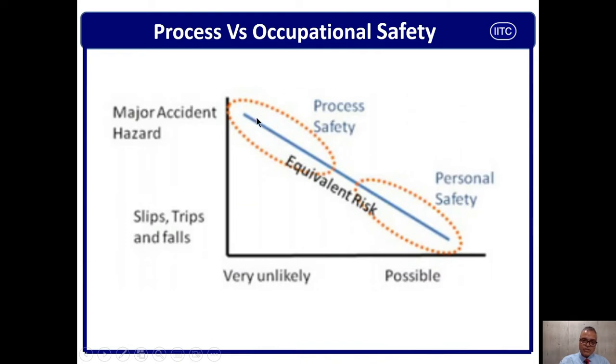Now we are talking about the process safety. If you see here, the process safety is very unlikely in terms of the frequency, in terms of the likelihood, but the severity is MAH, major accident hazard. When we say major accident hazard, that means this event can kill many people at one point of time. It has huge impact on production loss. It has huge impact on facility damage. It has huge impact on financial loss. So guys, this slide is a very good slide to understand the definition as well as the difference between process safety versus occupational safety.